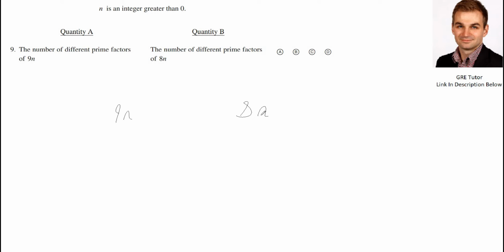Now we don't know what the prime factorization of n is, but we know it'll be the same on both sides. We can do the prime factorization of 8 and 9, however. Alright, so let's do this. We got 2 times 4 and 2 times 2. So the prime factorization of 8 is 2 times 2 times 2. Now let's go over here. The prime factorization of 9 is going to be 3 and 3.